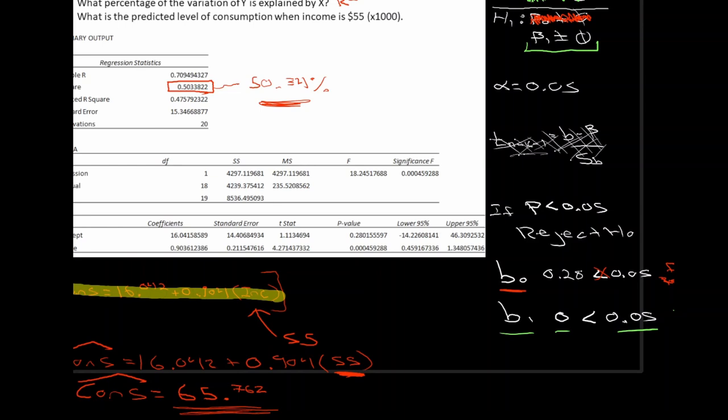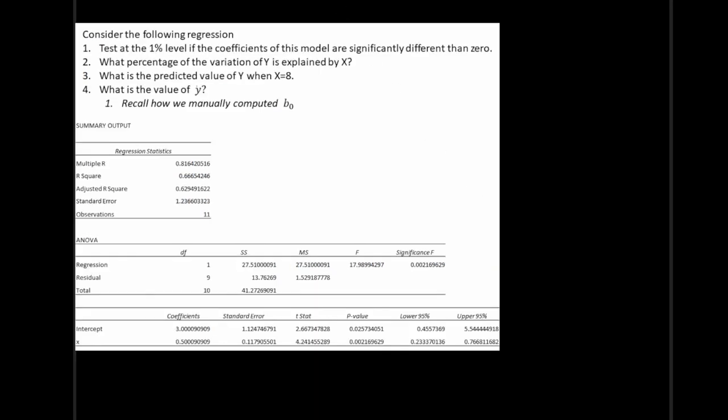Okay, so these are the kind of questions we'll see. Let's do one more quick one, and then we'll wrap up for this video as it's gone on for quite a while already. So similar situation here. We have a few different questions thrown in, but same kind of idea. First one, we want to test at the 1% level if the coefficients of this model are significantly different than zero.